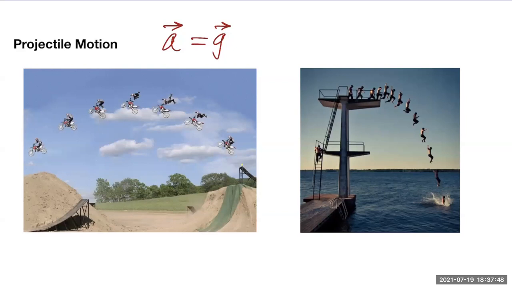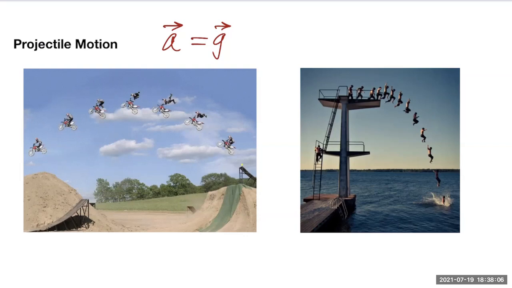So in the previous lectures, we talked about two special cases in two-dimensional motion. One is uniformly accelerated two-dimensional motion. The other is circular motion. Now, when it comes to uniformly accelerated two-dimensional motion, perhaps one of the most prominent examples is what's called projectile motion.